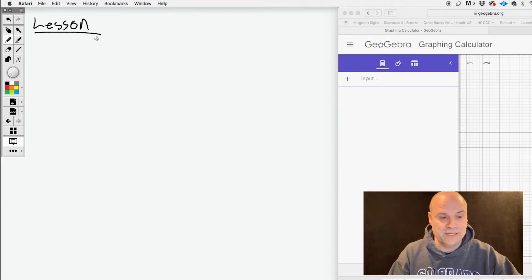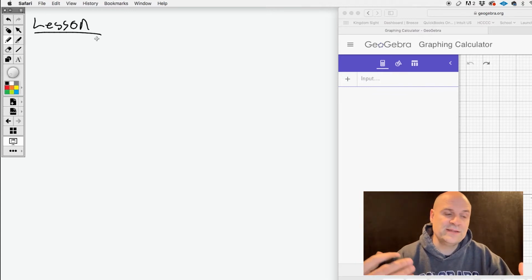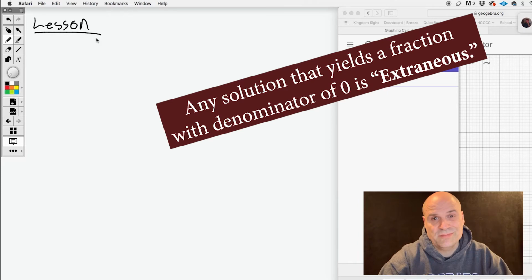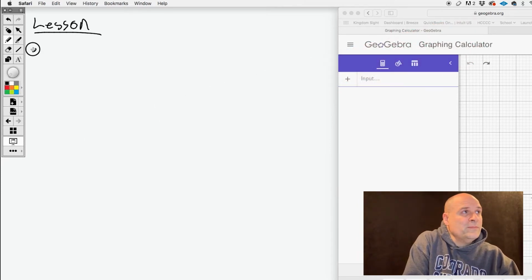That's what rational means. So whenever you have fractions, you always have to be conscious of the fraction breaker. What will break a fraction is if you end up with a zero in the denominator. When you have a solution that will break a fraction, it's called an extraneous solution. I know, it's weird.